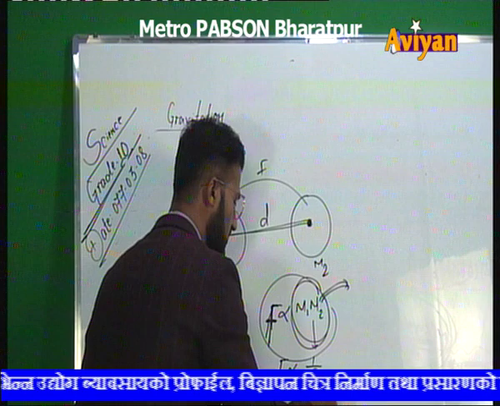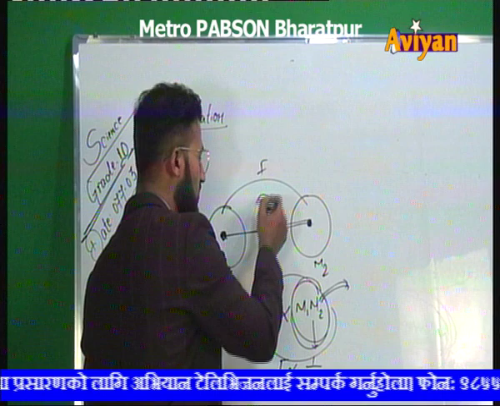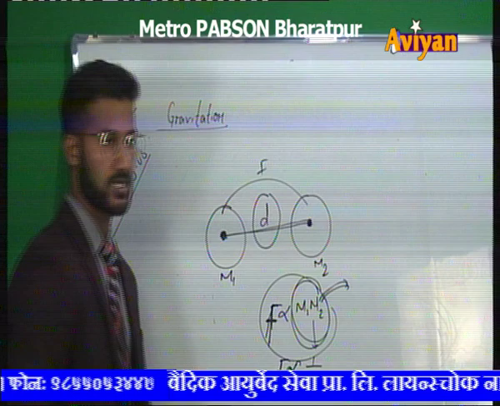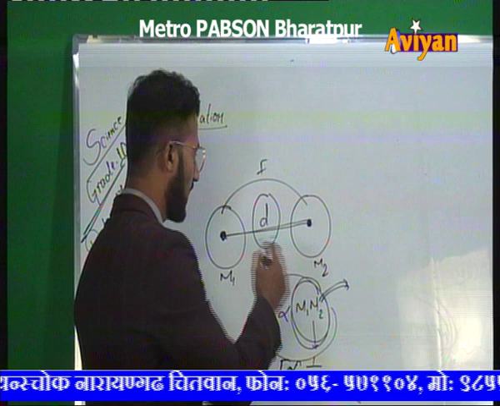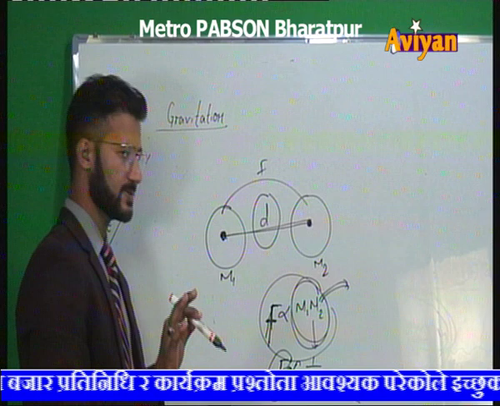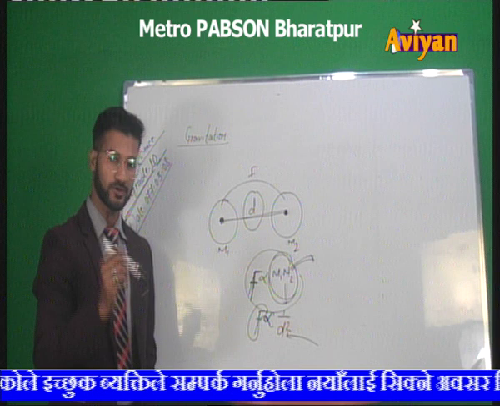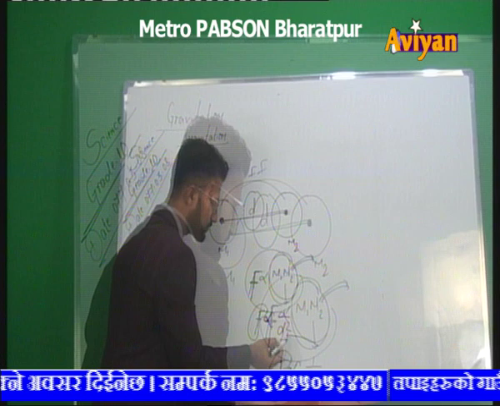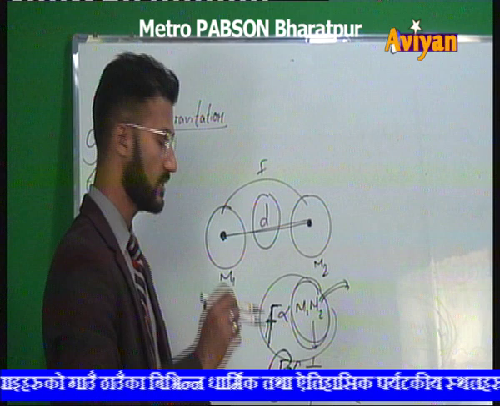This is the distance between their centers, and with that distance, the force of gravitation is inversely proportional to the square of the distance. Means the longer the distance, or the farther the bodies are, the lesser would be the force of gravitation. For example, just considering distance, the distance between the Sun and the Earth is more than the distance between the Earth and the Moon. So the force of gravitation would be more reduced by the distance between the Sun and the Earth than by the distance between the Earth and the Moon.